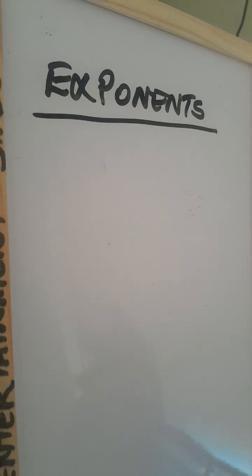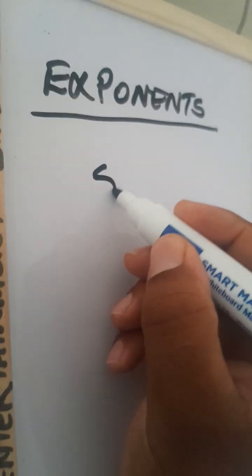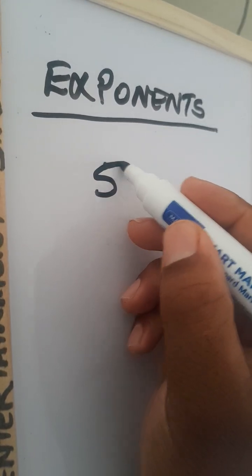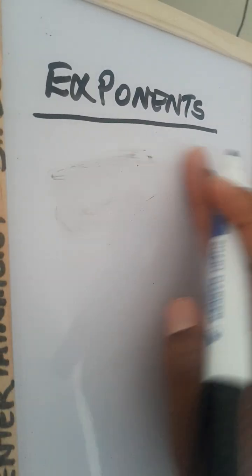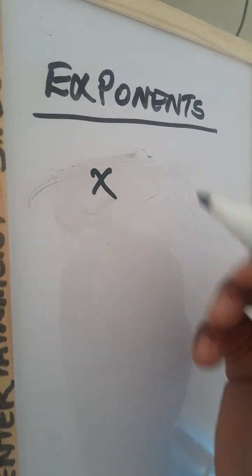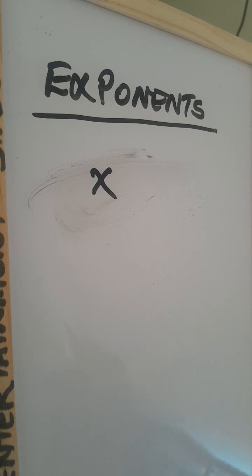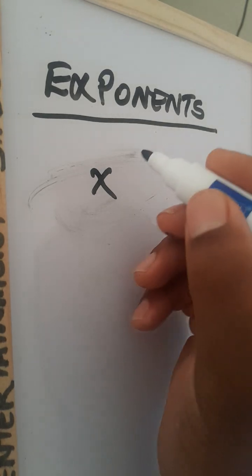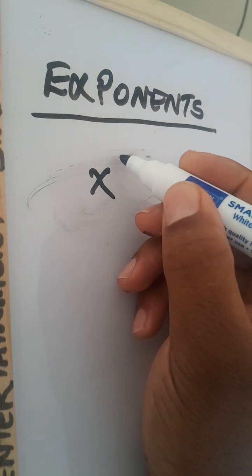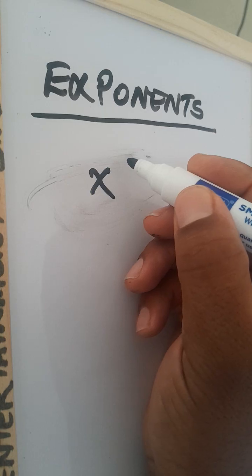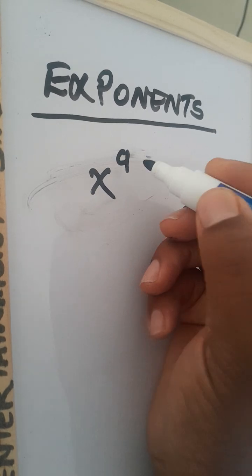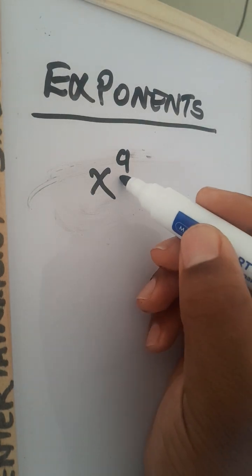An exponent is a small number, like 5, for example, or let's do it like this. Let's not put a number. Let's say x. x is a base, and an exponent will be a small number like this number.